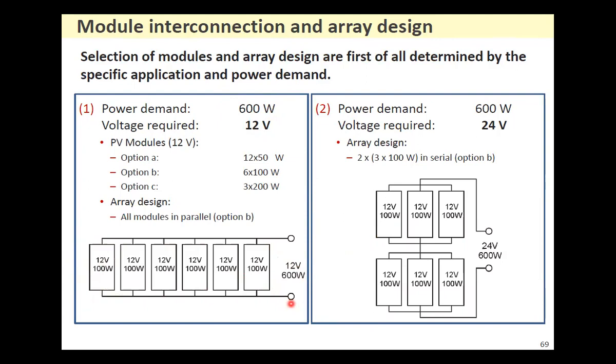Now another consumer requires 600 watts, but he requires 24 volts. So what you did, you connected them in a series parallel combination such that you obtained not only the 24 volts but also the 600 watt power. So this is an example of the array design.